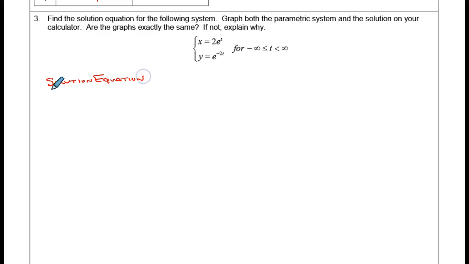And the one thing that I notice when I look at this is I see that both this equation right here and this equation right here, they both have e to the t.